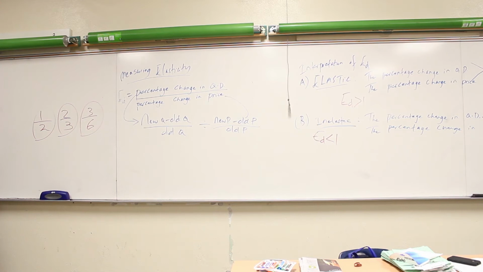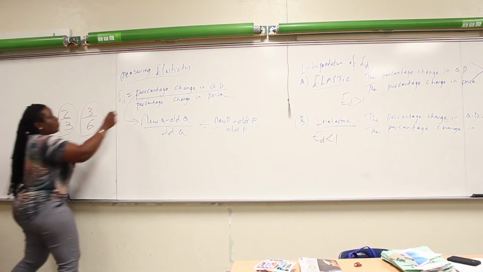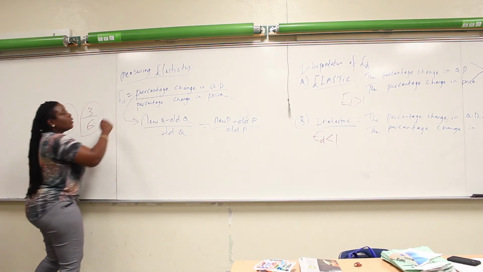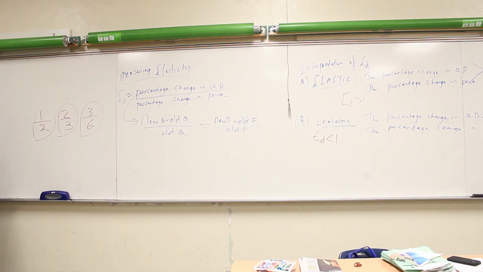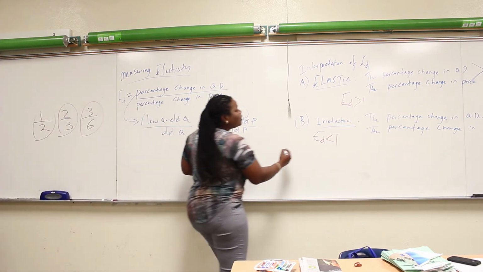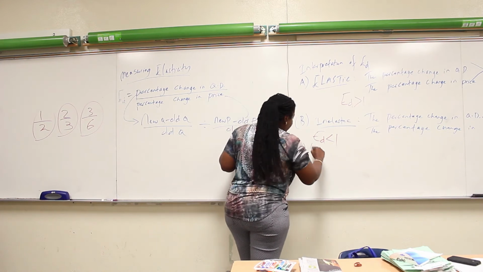Why? Because if it's smaller than 1, it's saying the percentage change in quantity demanded is smaller than the percentage change in price. Questions? There should be a natural question that pops up: what if it's equal to 1? Then there was no change, right? It's a special case called unit elasticity.